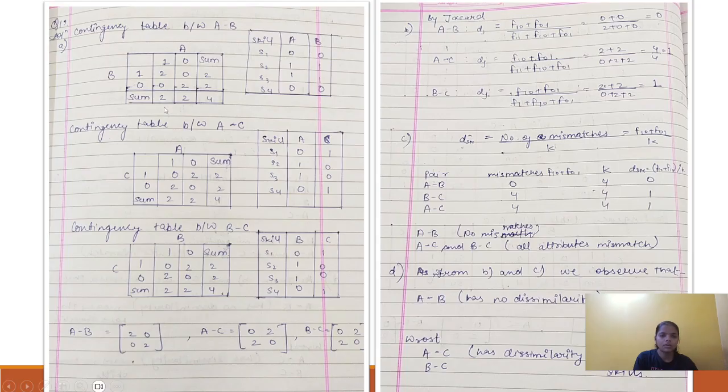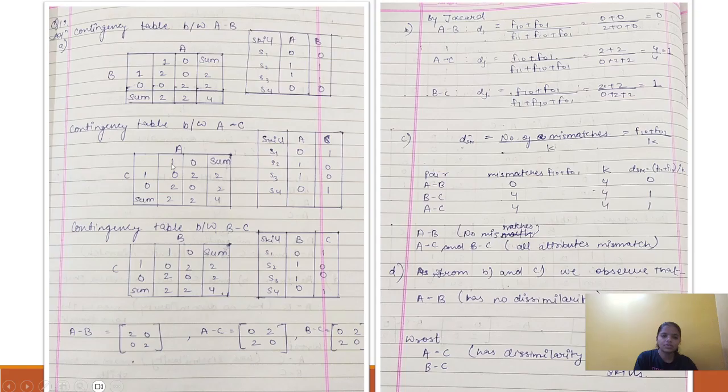Now we will create the contingency table between C and A. There are two cases where C can be 1 or 0, and similarly A can be 1 or 0. When C is 1 and A is 1, there is no case where C and A both are 1, so we place here 0. Now when C is 1 and A is 0, yes, there are two cases, skill 1 and skill 4, where C is 1 and A is 0. So we place here 2.